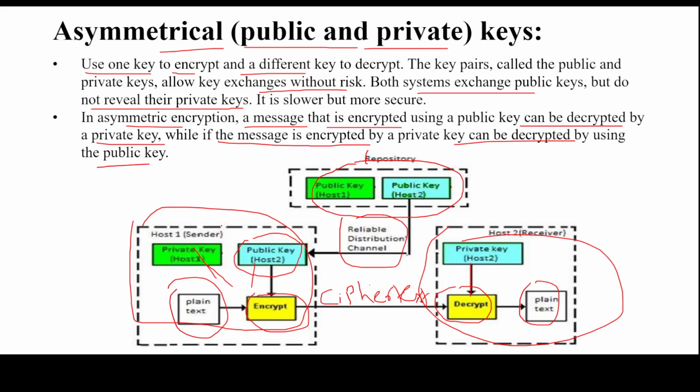Okay, so this concept is very important. If the sender is using the private key, then the receiver can use the public key to decrypt that message. If the sender is using the public key to encrypt the message, in that case, the receiver is using the private key. And this is the unsecure channel for sharing the information, and a secure channel is used for sharing the keys. Okay, so that is the concept of asymmetrical keys.